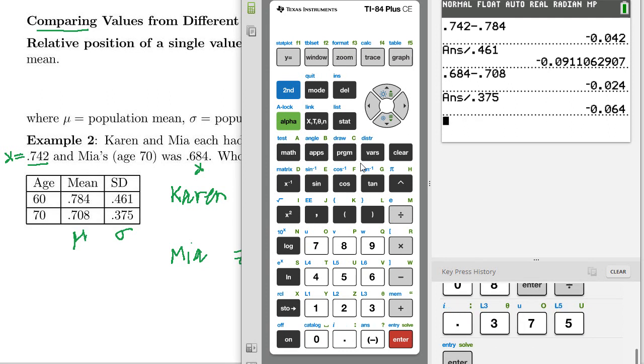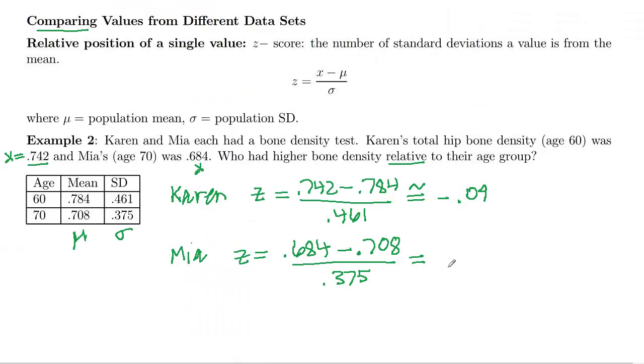So negative 0.064, to two decimal places, negative 0.06. So negative 0.06, that's 6/100ths below, and this is 9/100ths below. So Mia here had higher bone density relative to her age group. This is greater than negative 0.09.